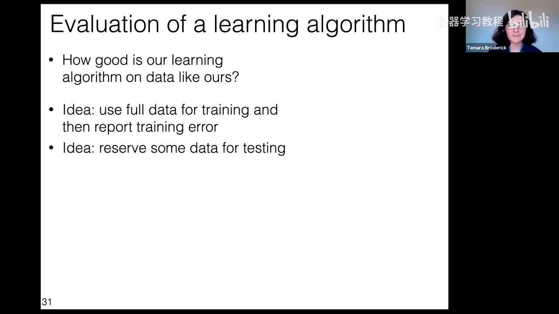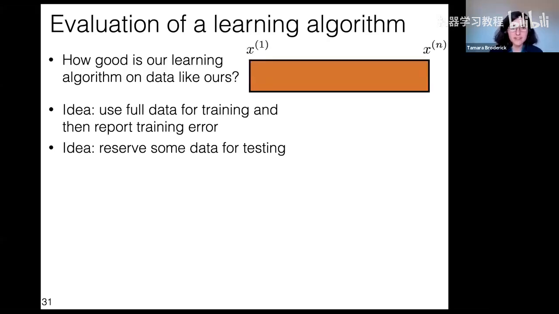Okay, so we know that this is a bad idea. We know that we should not use the full data for training and then report the training error. We could have exactly the issue that we just saw in the previous slide, zero training error, great, but not so great really. Okay, so one idea is to reserve some data for testing.